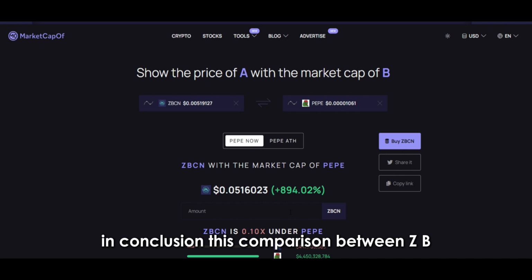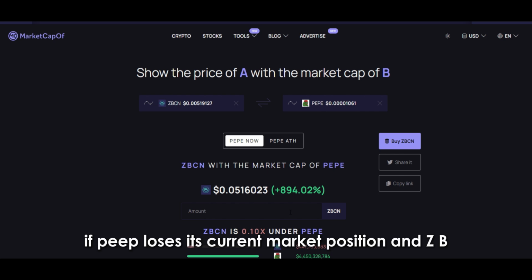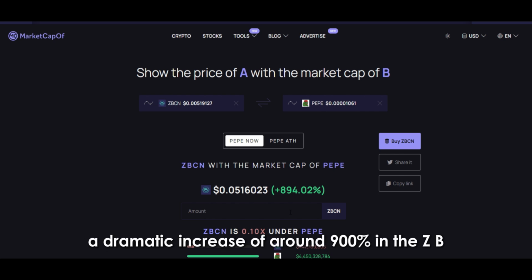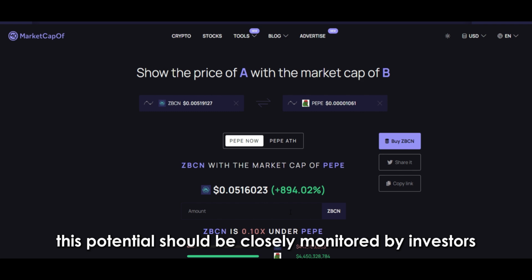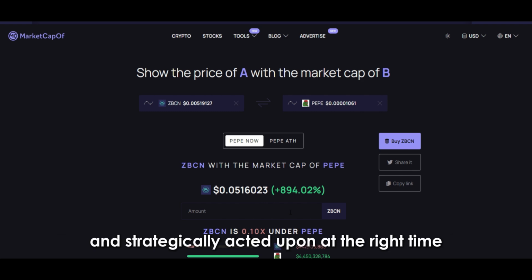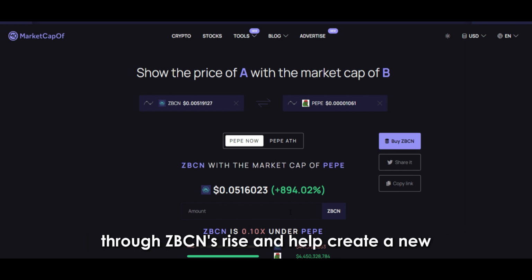In conclusion, this comparison between ZBCN and PEPE offers an important perspective for investors. If PEPE loses its current market position and ZBCN takes its place, a dramatic increase of around 900% in ZBCN's price could occur. This potential should be closely monitored by investors and strategically acted upon at the right time. In this way, investors could achieve significant gains through ZBCN's rise and help create a new success story in the cryptocurrency market.